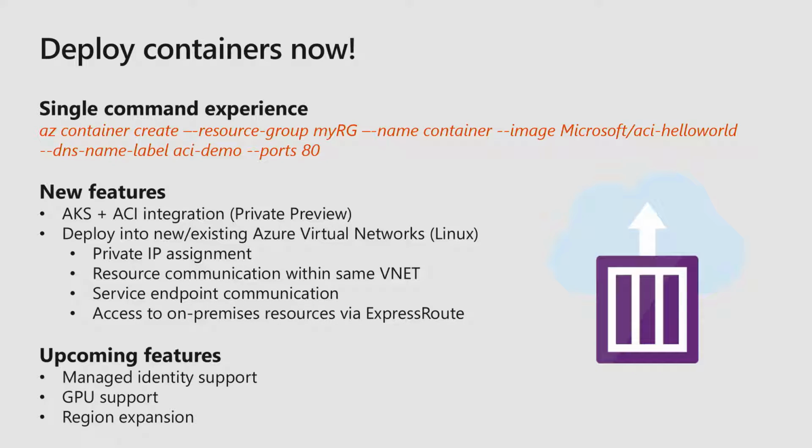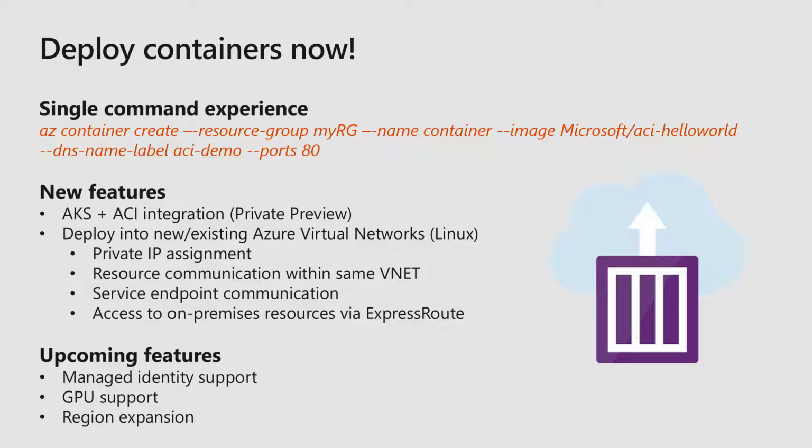But now we've actually brought in new integration into virtual networks. So if you work within an enterprise with a lockdown environment, which you probably do, we now support assigning an IP address from a dedicated subnet within that environment. So you can deploy these containers behind a secure network. It can communicate with other resources in that virtual network. It can communicate with service endpoints and even on-prem resources that might be tunneling through ExpressRoute.